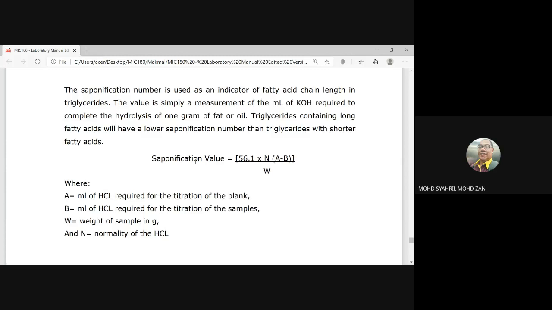Please note, saponification value doesn't have any SI unit. Dia tak ada nilai. Dia bukan meter, dia bukan gram, dan dia bukan kilogram. Dia tak ada unit, alright.